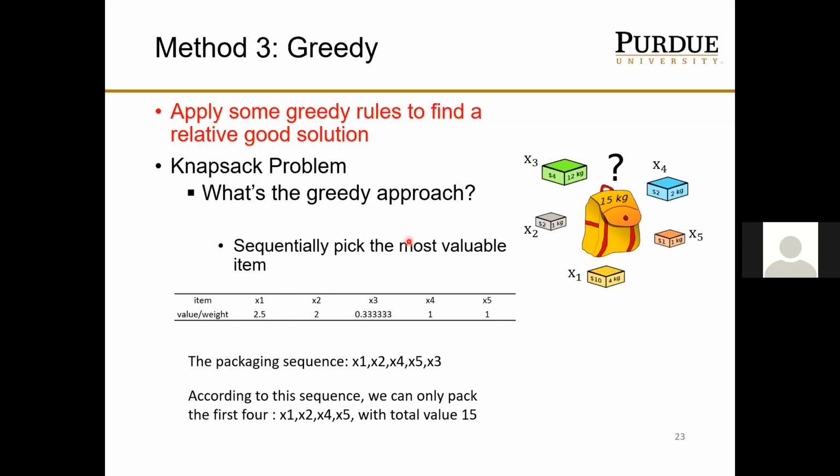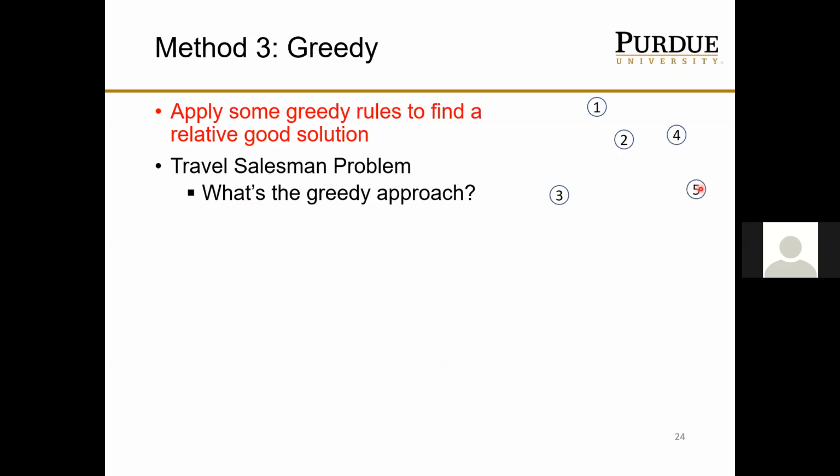So that's the greedy algorithm, which is commonly used in discrete optimization because it can quickly give you some kind of benchmark solutions, okay? So that would be the greedy for the knapsack. Again, the greedy is very specific to problems. You will see this for the next problem, the traveling salesman. Again, for the traveling salesman, we have 5 different cities, right? And again, what's a greedy approach to take?